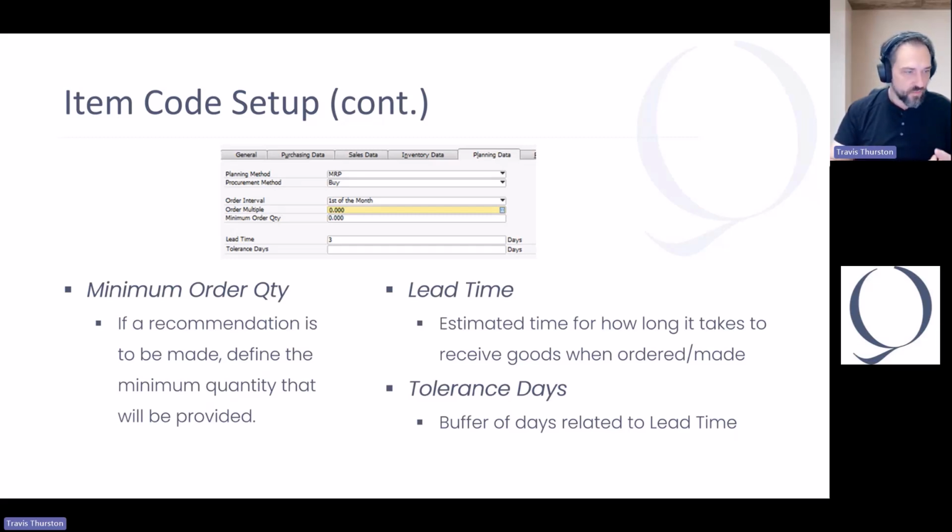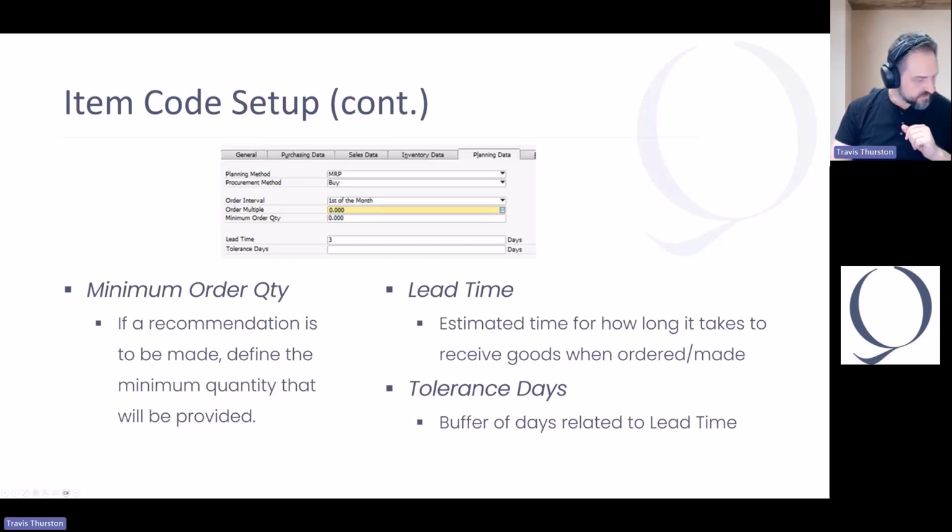So if you had 1 or 2 defined in tolerance days, essentially the MRP knows that theoretically a 5-day window rather than a 3-day window is acceptable. So it's going to give you that recommendation related to that.